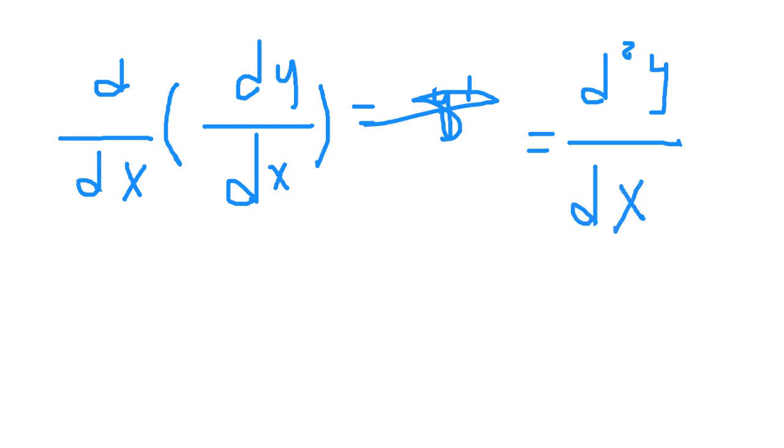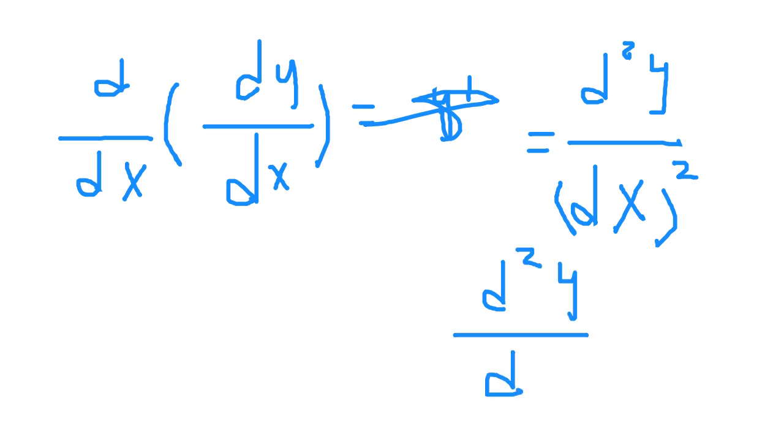Right? It should be dx parentheses square, but by convention, you know, mathematics is just everything's by convention. By convention, we ignore the parentheses. We just write d square y dx squared, okay? Which is exactly the same as y double prime.